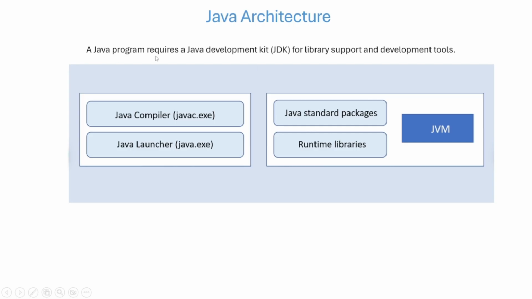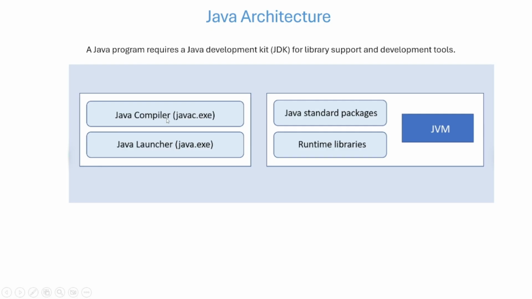A Java program requires a Java Development Kit, a JDK. JDK internally contains JRE and JVM, which is responsible to execute the code at runtime. So in this we will understand the four components, that is Java compiler, Java launcher, Java standard package and runtime libraries, that is inside the JVM, which get executed at runtime.